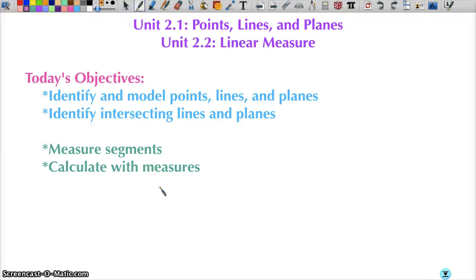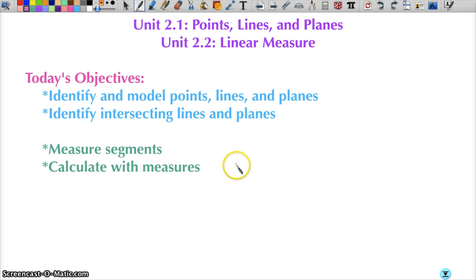Now we're done with our logic unit, we're going to move into more of our geometry type stuff, like what you would expect to see in a geometry class. So our first two sections that we'll cover are on points, lines, and planes, and then linear measure. What we're going to do is identify and model points, lines, and planes, and then identify intersecting lines and planes. We will measure segments and then we'll calculate with measures.